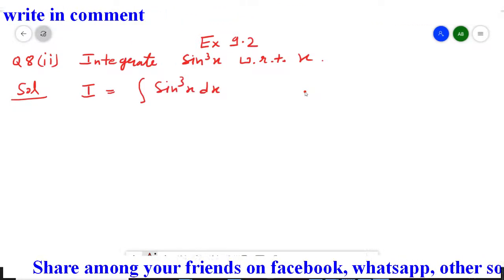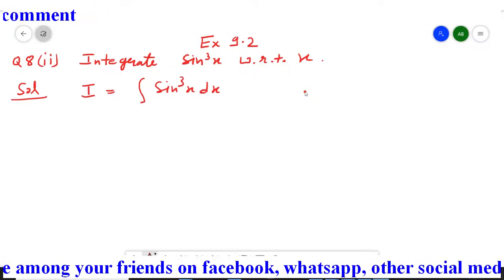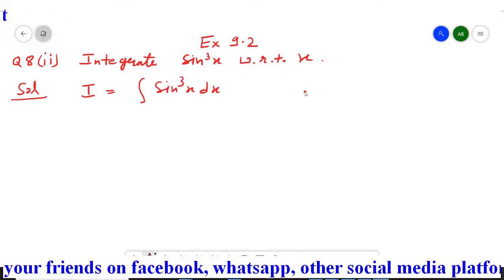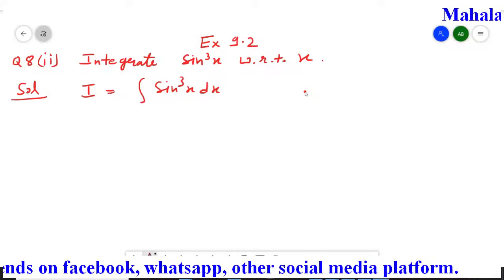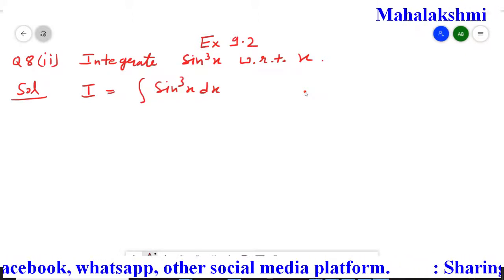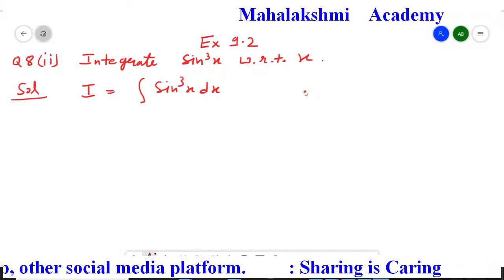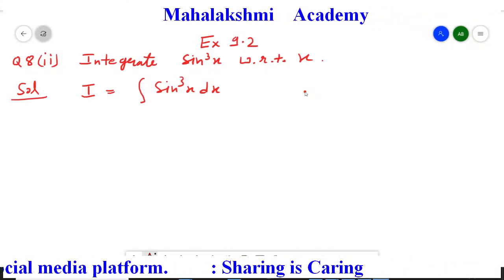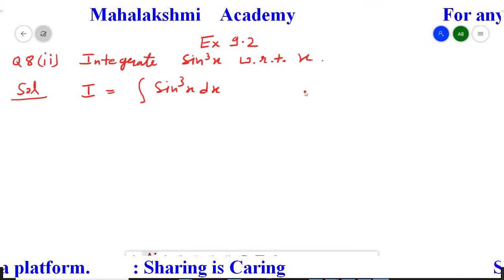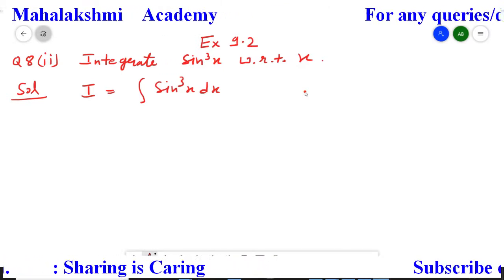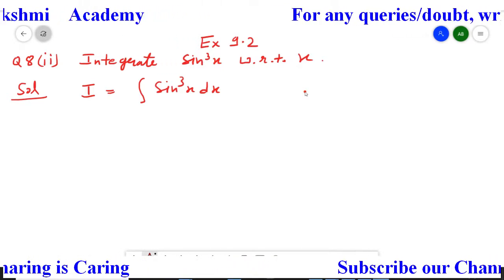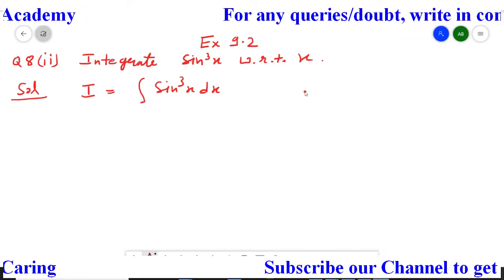So students, again here the trigonometric function's power is 3, that is cube, so directly we cannot integrate, because in integration we cannot integrate the trigonometric function unless it has power 1. If its power is more than 1, then we have to first reduce the power to 1 and then start the integration process.